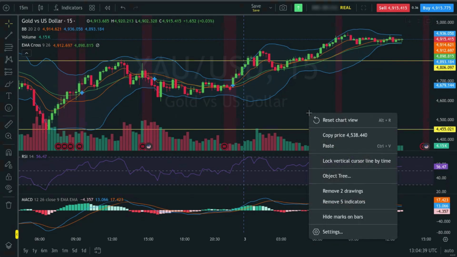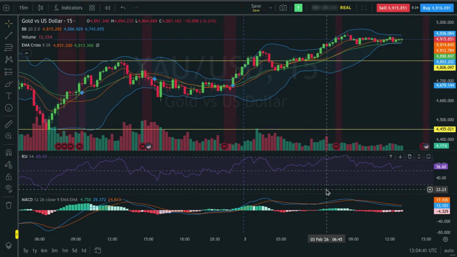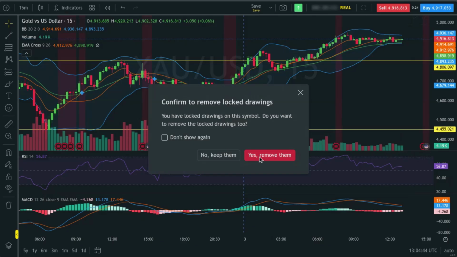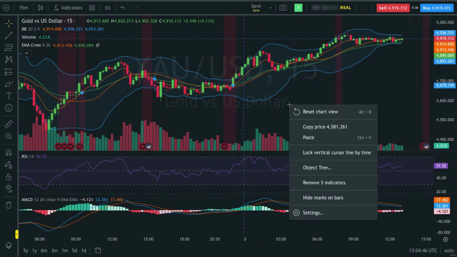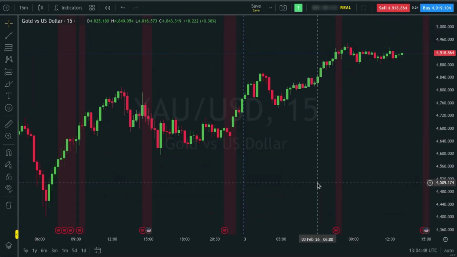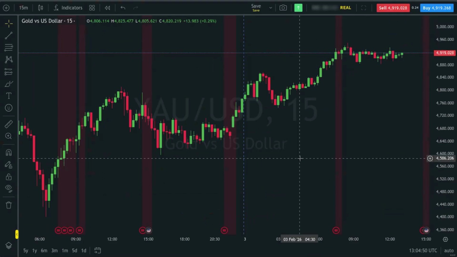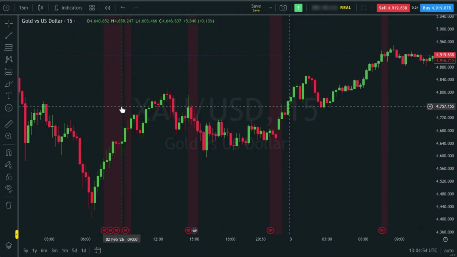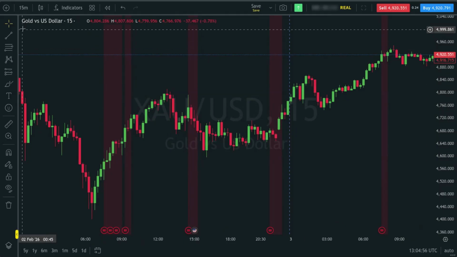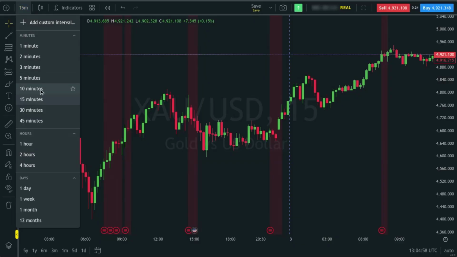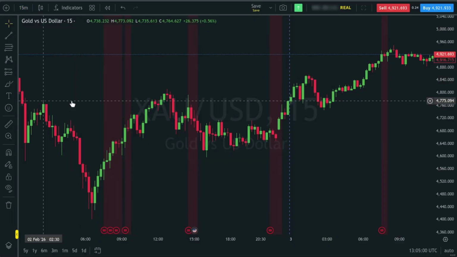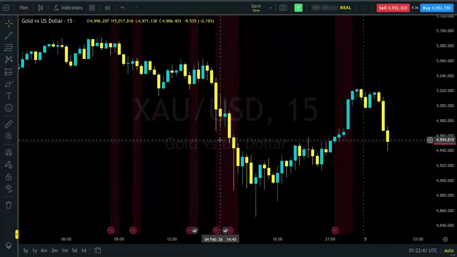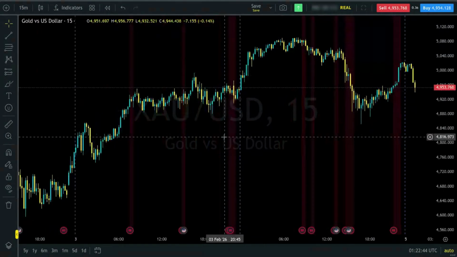Before we use any indicator, we must set it correctly. A good indicator with wrong settings can still confuse you. So let me show you exactly how I add these indicators step by step. First, open your chart, gold to USD. Remove all indicators. Nothing on the screen. This is important. Clean chart. Clean mind.